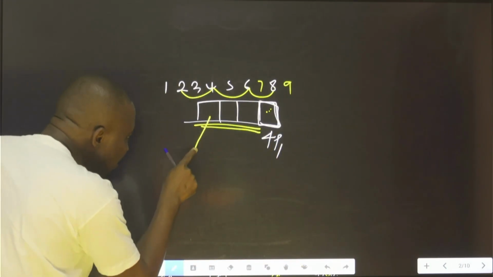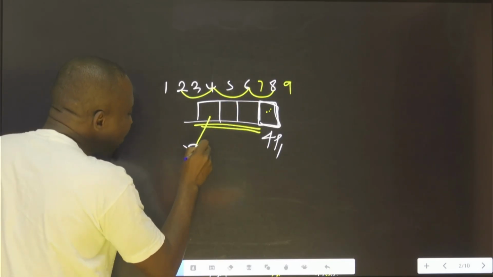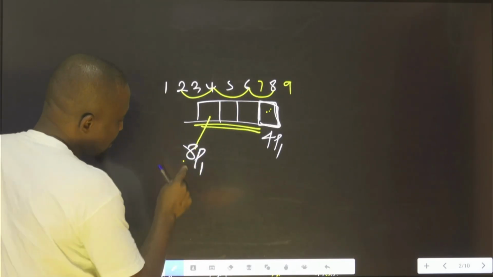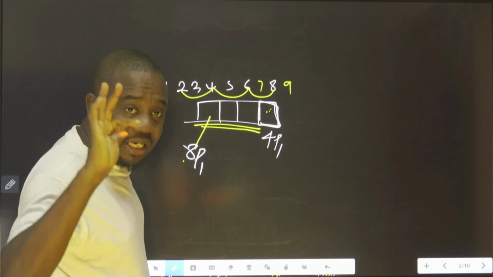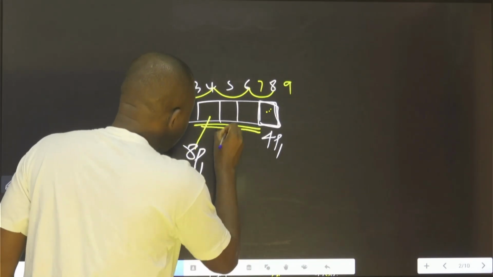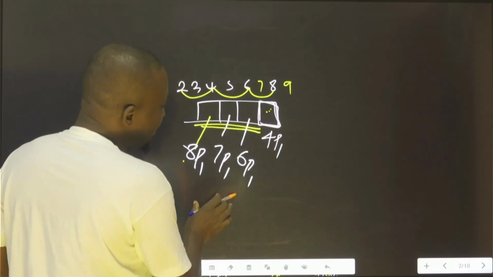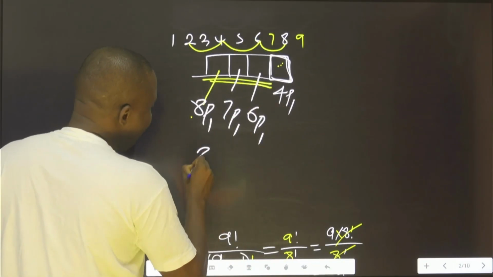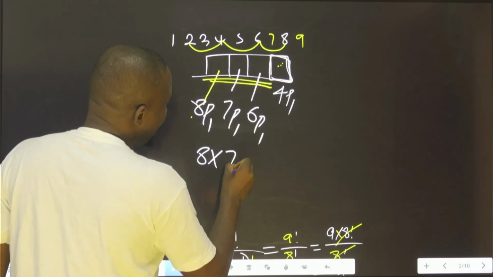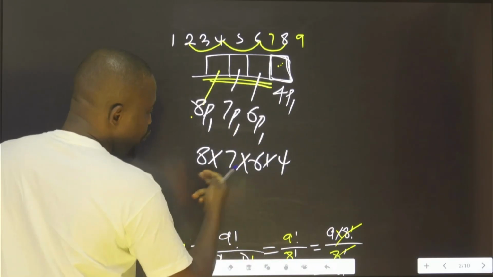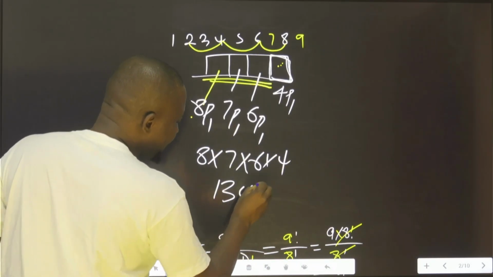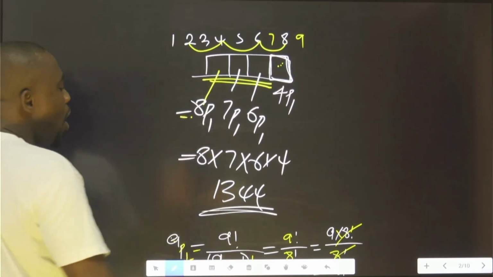So it means for this position now, the remaining 8 can compete for this. Out of the 8 that competed here, 1 will win. Remaining 7. So the 7 remaining permutation 1. The 6 remaining permutation 1. That is all. That is therefore 8 multiplied by 7 multiplied by 6 multiplied by 4. So if you work this out now, you have 1344. All this is understood.